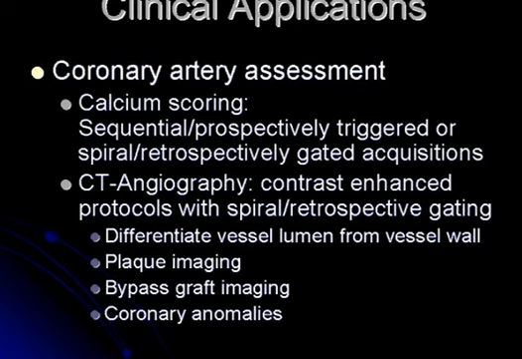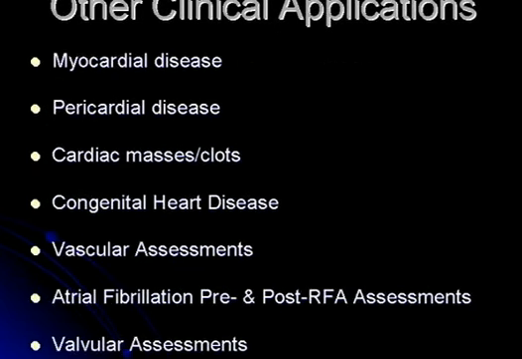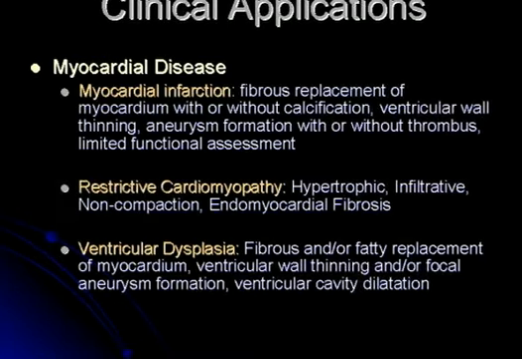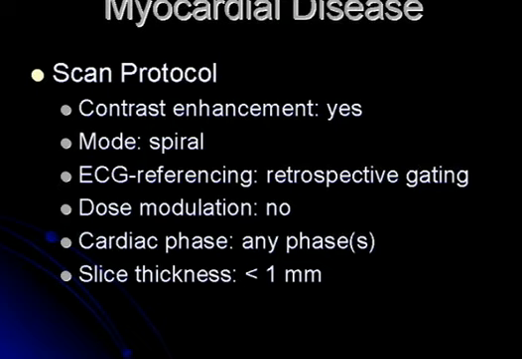Moving on to some clinical applications, Dr. Jacobs has already shown you the excellent use of cardiac CT imaging for coronary artery assessment. I'm going to focus on these other cardiovascular applications, starting with the myocardial disease. We've already seen a couple slides showing the utility of CT imaging looking at myocardial infarct areas. We can also use it for restrictive cardiomyopathy, as well as looking at for ventricular dysplasia. The scan protocols are in the disc that you'll be getting, so I'm going to just skip through that.